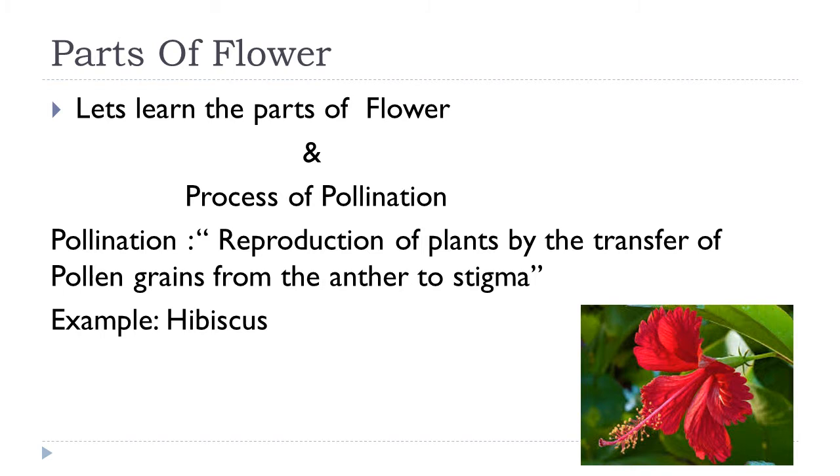And next one, we are going to learn about parts of flowers. Let's learn some parts of the flower and process of pollination. What is pollination? The transfer of pollen grains from the anther to the stigma is called pollination. For example, hibiscus.